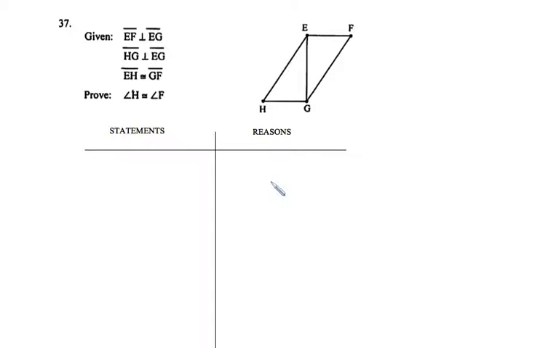In proof number 37, I'm going to start by marking what this perpendicular given information means. If EF is perpendicular to EG, that means I have a right angle where those two segments meet. And likewise, if HG is perpendicular to EG, I have a right angle where those two meet. I'm then given that EH is congruent to GF, and I'm trying to prove that angle H is congruent to angle F.